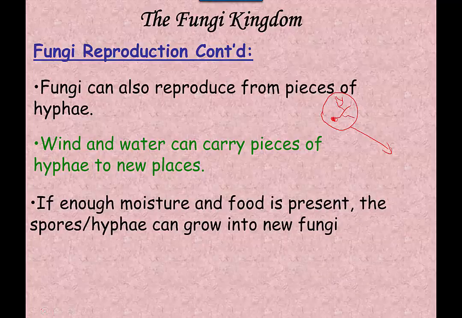And if enough moisture and food is present, the spore or hyphae can grow into new fungi. And that actually happens quite a bit in a lot of the United States because there is enough moisture and food present. In some places you don't get this very much. Where I live in Nevada, we don't get very much fungi because it's so dry. We're in a high desert climate. Every once in a while you'll see some come up, but most of the time we don't get them. Whereas I know the people in Washington or New England or Florida get a lot more because there's a lot more moisture.